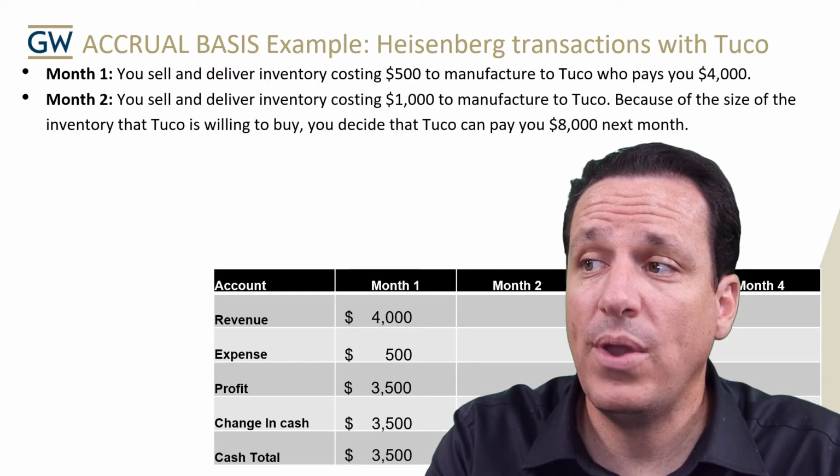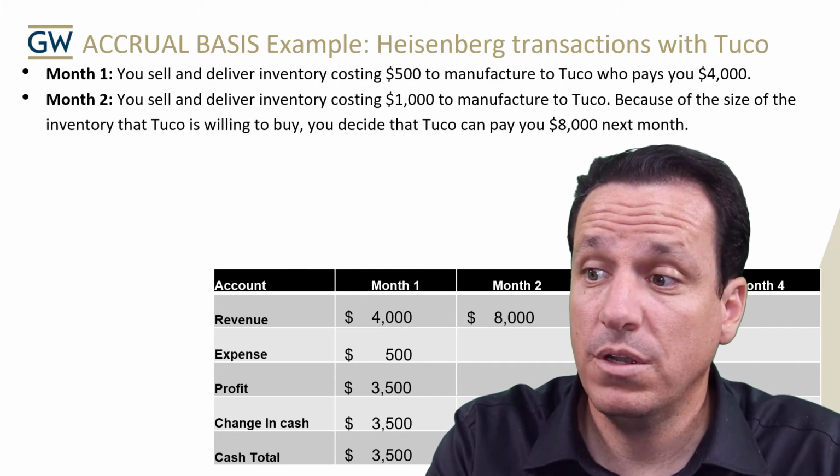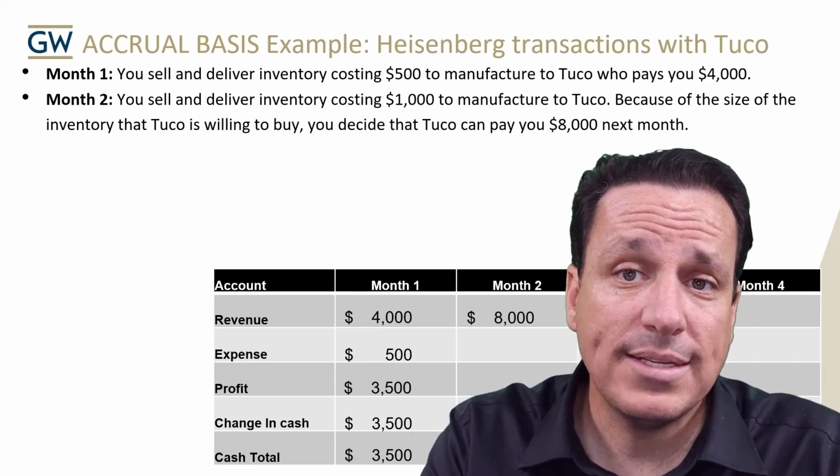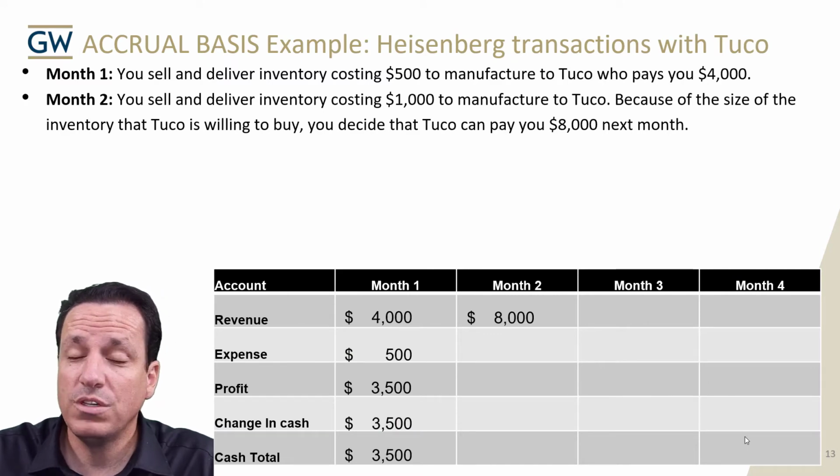You decide that Tuco can pay you $8,000 next month. Well, what are you going to have as revenue in that month? Oh, you're going to have $8,000. Remember, last time we had 0 because we didn't have any cash. But what we're going to do now is we're going to have accounts receivable. And the account receivable is for the amount we're owed. And we're going to track that.